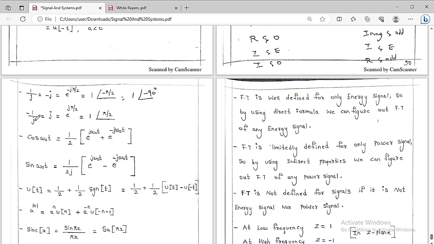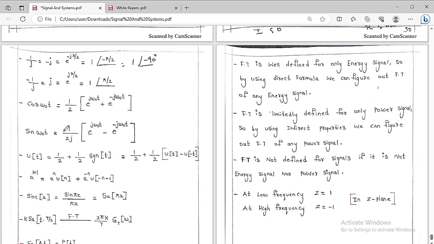The next thing is minus 1 by j. Minus 1 by j is nothing but simply multiply by j and divide by j. So you are going to get minus j by j square, which means plus j. Plus j means simply we can say 1 with a phase angle of pi by 2, or 1 into e to the power of j theta, where theta is pi by 2. And what is cos omega naught t?